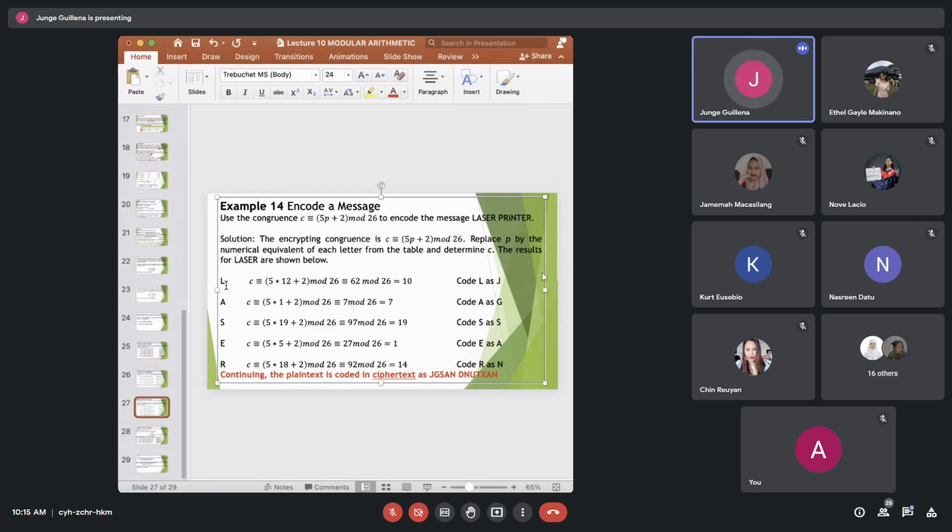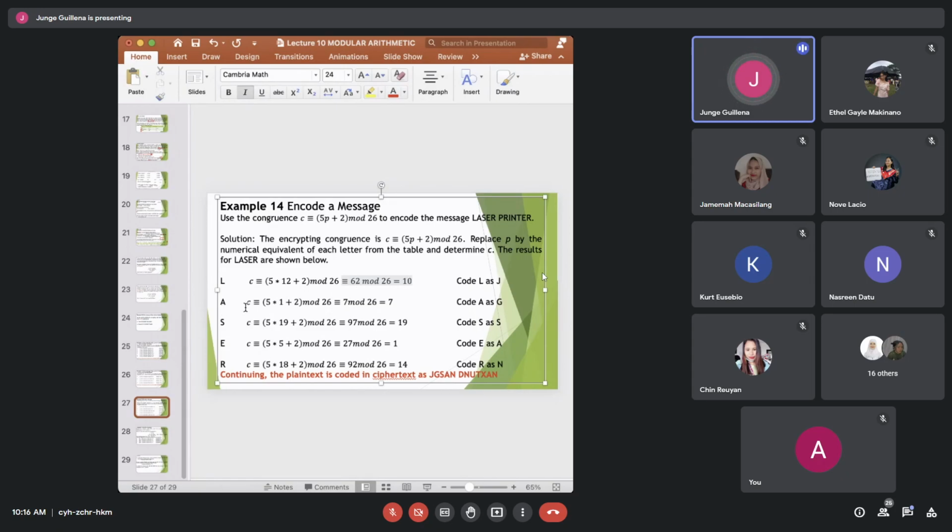Okay, for letter L, C is congruent to 5 times letter L, whose numerical equivalent is 12. So 12 times 5 is 60 plus 2, that's why you have 62. 62 divided by 26, the remainder is 10. So you locate the letter that has the numerical equivalent of 10, and that is letter J. So you code L as J.